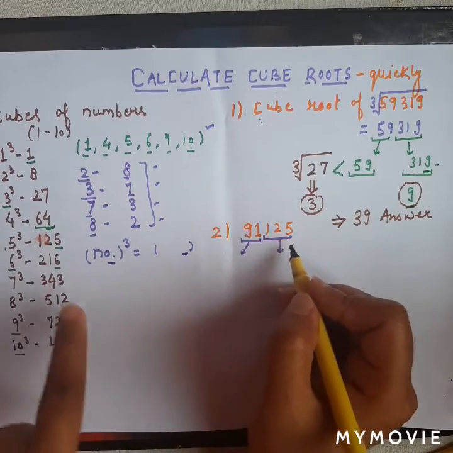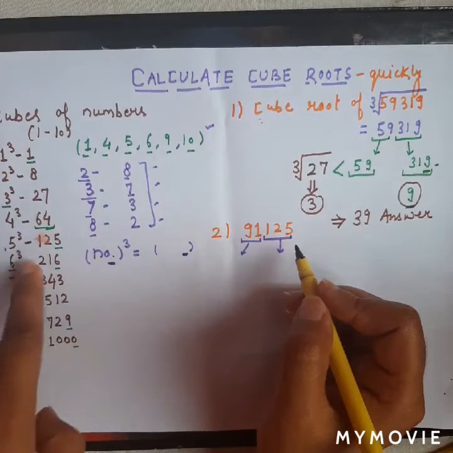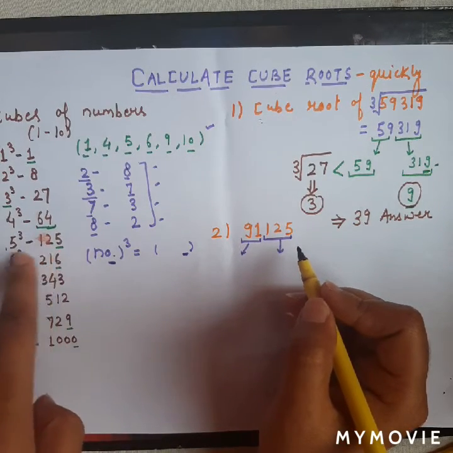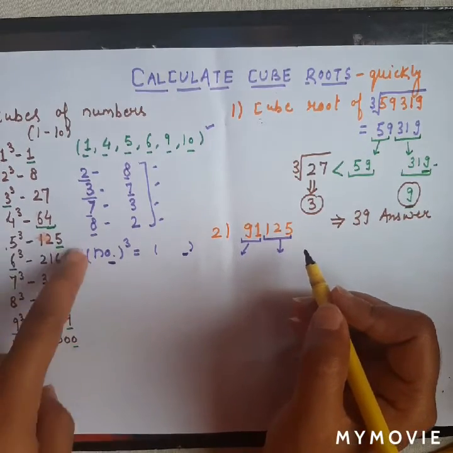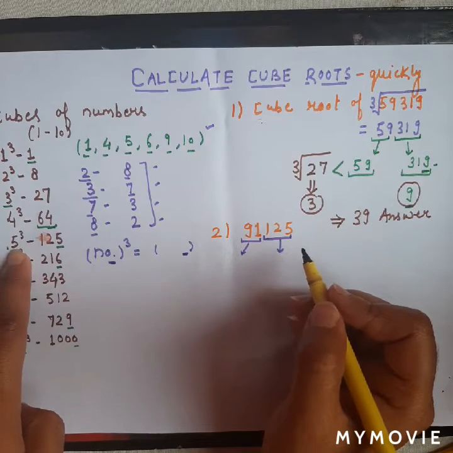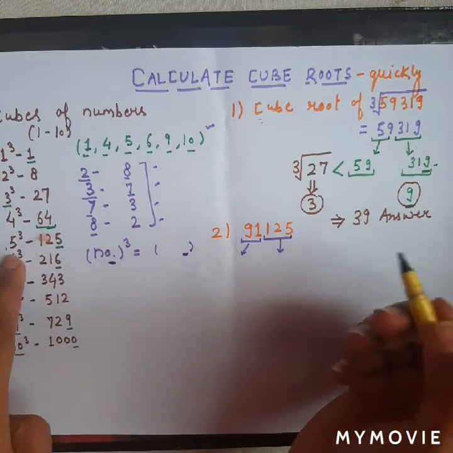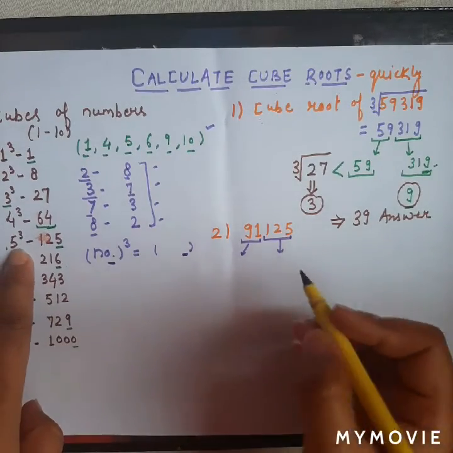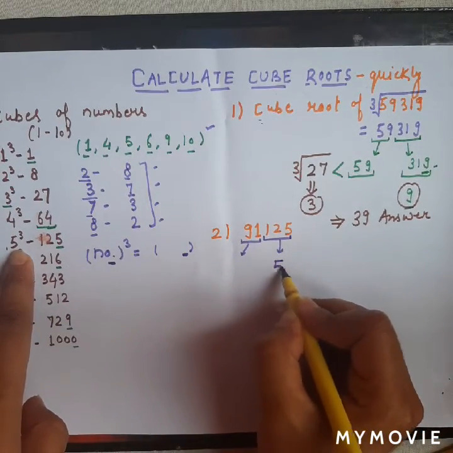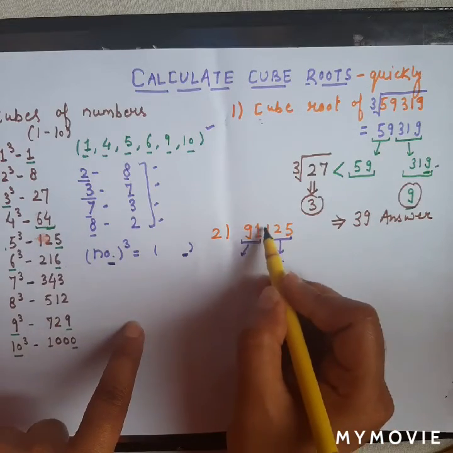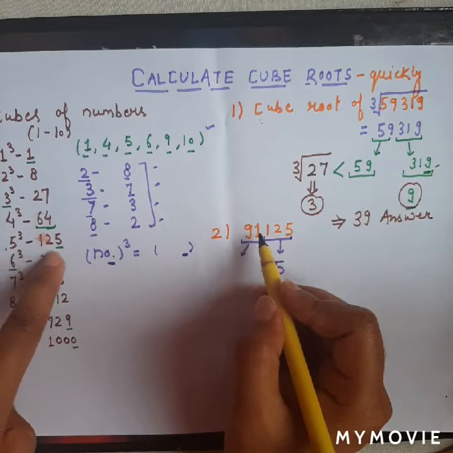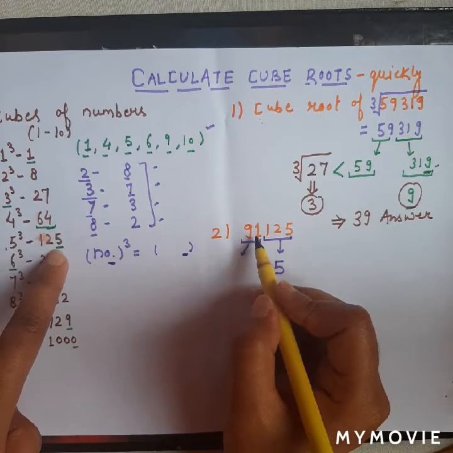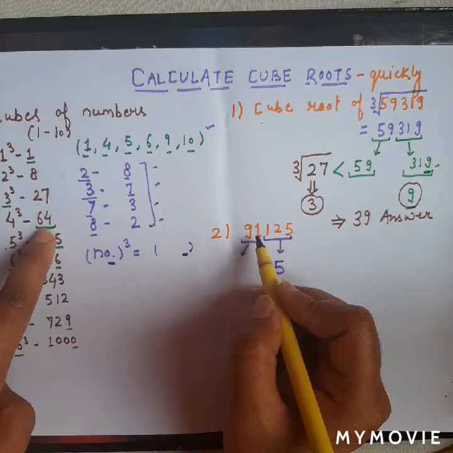So 125, as we already know, the cube of a number with unit digit 5 will always have unit digit 5, so the cube root of that cubic number will be a number having unit digit 5. So we will write 5 over here. Fine. And now we will find a number whose cube is less than 91.